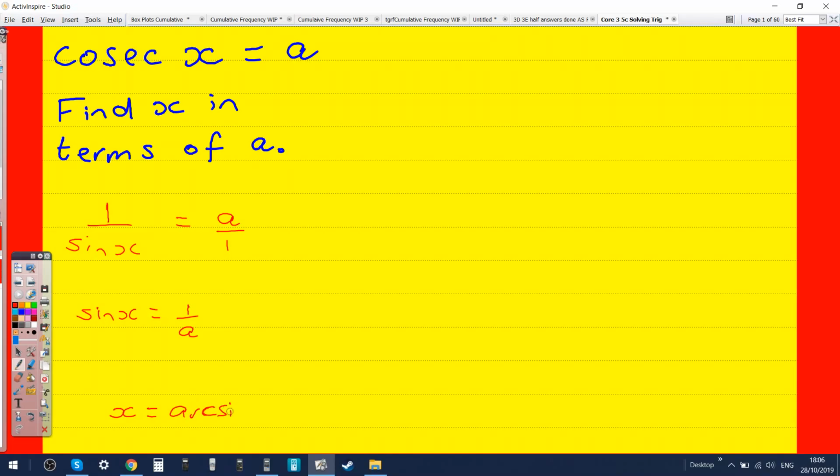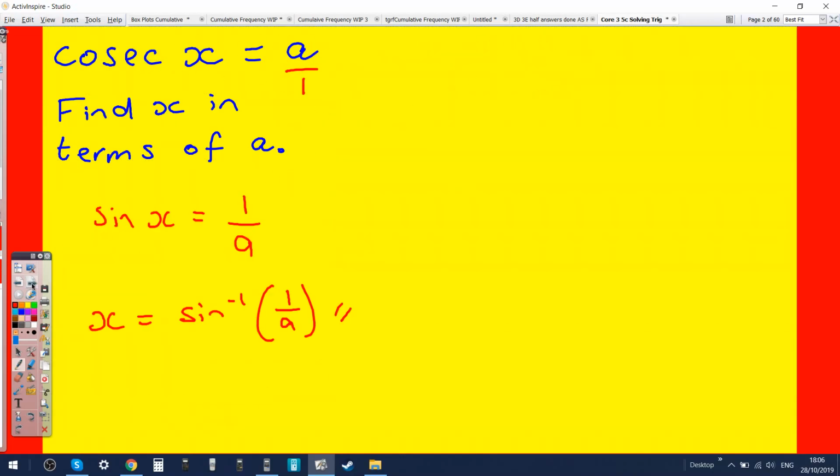Yes. And so you can do that right from the start if you want to solve like cosec x equals something. Or you can do it like an intermediary step. Just say sine x is equal to 1 over a, and then go from there. So if cosec x is a, then sine x is 1 over a. Okay.